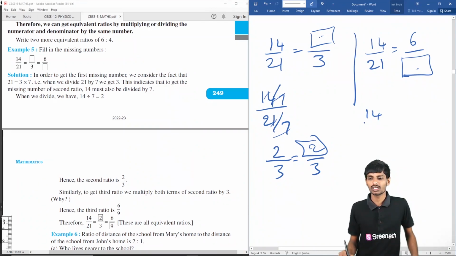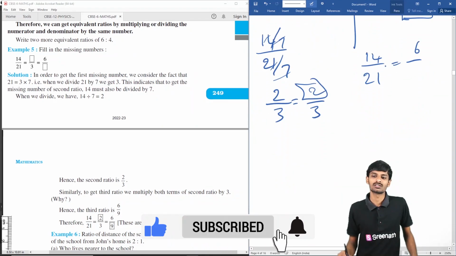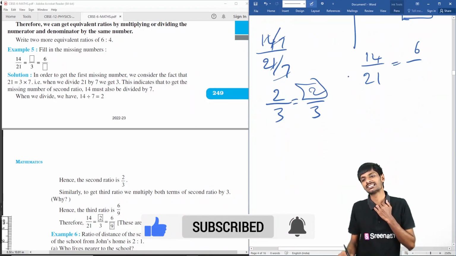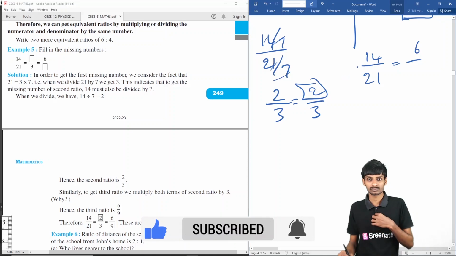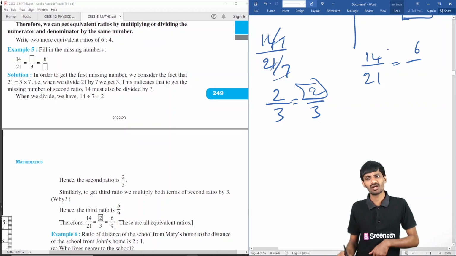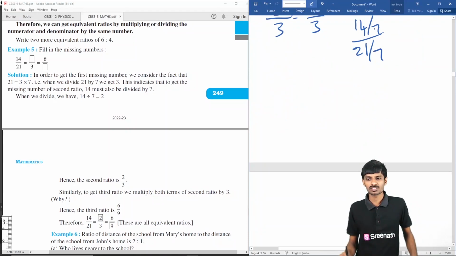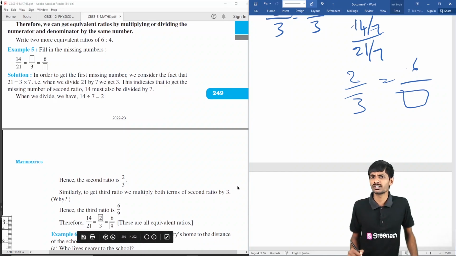Here also again 14 by 21 is equal to 6 by something. We don't know about it. So if you see here, it can be divisible by 7, that is 14 divided by 7 and 21 divided by 7. So it becomes 2 by 3. That is equal to 6 by something, but 2 is not equal to 6, students. So it is not equal to 6.